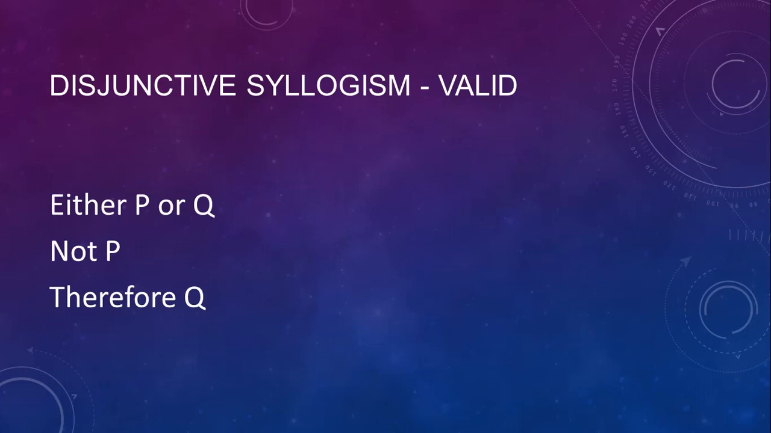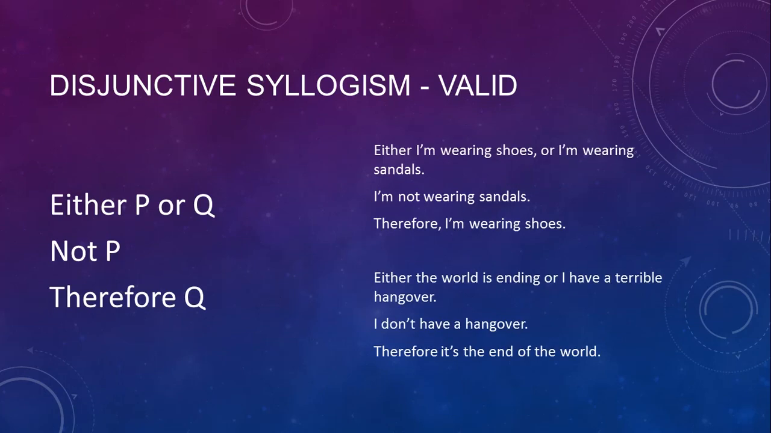All right. The disjunctive syllogism, though, is slightly more complex, I suppose. So if you have either P or Q, and you know not P, you can conclude Q. We talked about this on Monday. So either I'm wearing shoes or I'm wearing sandals. I'm not wearing sandals, therefore I'm wearing shoes. Valid and sound. Either the world is ending or I have a terrible hangover. I don't have a hangover, therefore the world is ending. Valid but unsound. Fortunately, the world will persist, at least until Monday, I'm sorry to say.